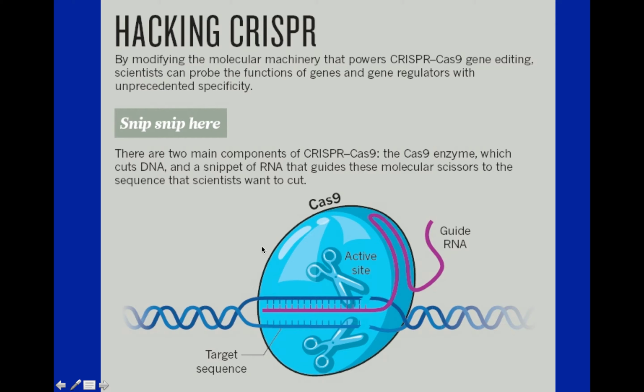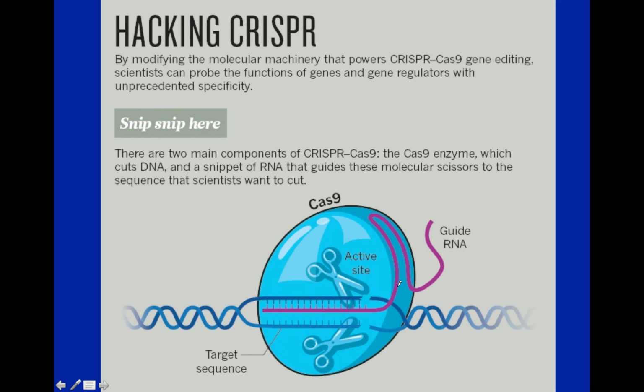What if you want to do something a little bit more sophisticated? Well, you can hack CRISPR. The two main components of CRISPR are the Cas9 enzyme and the RNA that guides these molecular scissors to the sequence that the scientists want to cut out. Either cut and inactivate, or cut and homologous recombine, like we saw in the last slide.